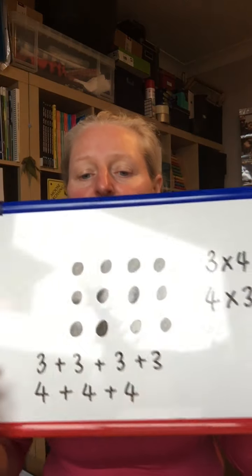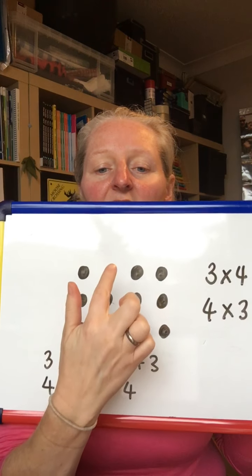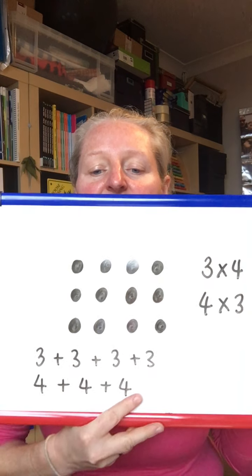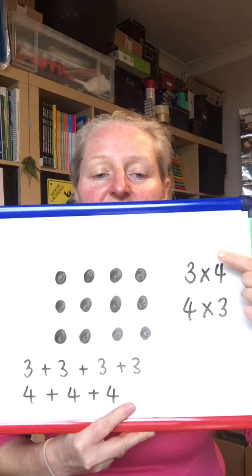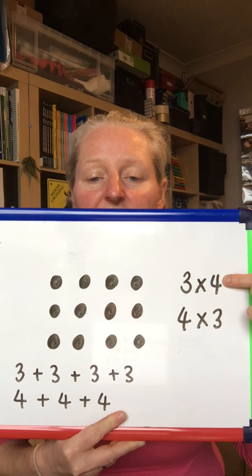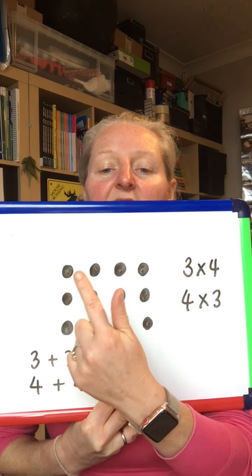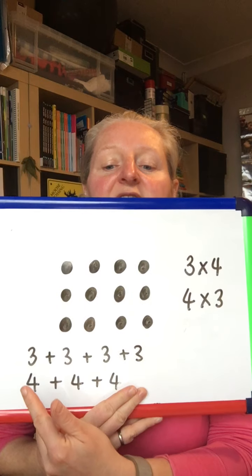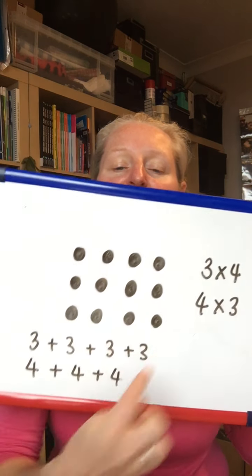So I'm just going to show you, this is what we work on. This idea that if I have 3 and another set of 3 and another set of 3 and another set of 3, I have 3 plus 3 plus 3 plus 3. This is the same as 3 times 4. And then if I look at, this is called an array, if I look at it the other way, I have got one group of 4, 2 groups of 4, 3 groups of 4. So I have 4 plus 4 plus 4, which is 4 times 3. So this is repeated addition.